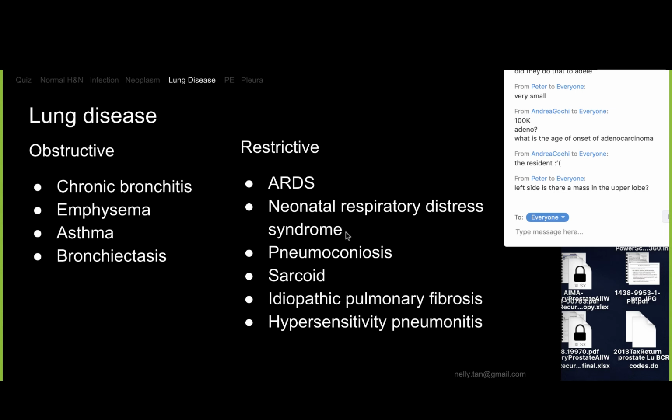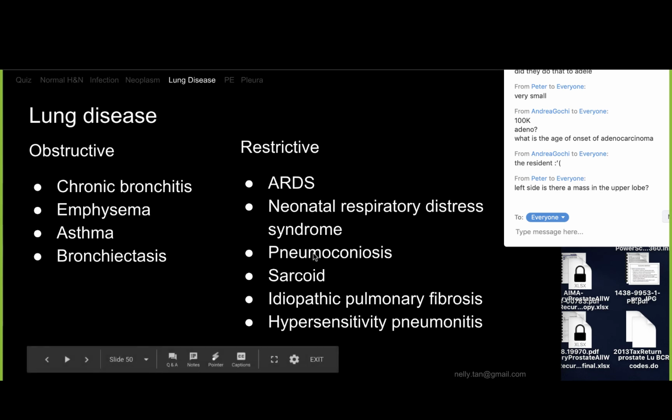Restrictive, the parenchyma is bad. So ARDS, acute respiratory distress syndrome, and neonatal respiratory distress are very similar. It's just ARDS is in adults and neonatal respiratory distress is in children. And the pneumoconioses, these are work-related exposures. You also get sarcoid, so the interstitium is bad. So it's restrictive.